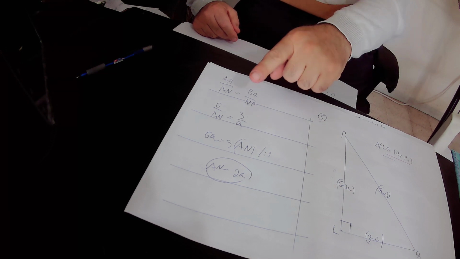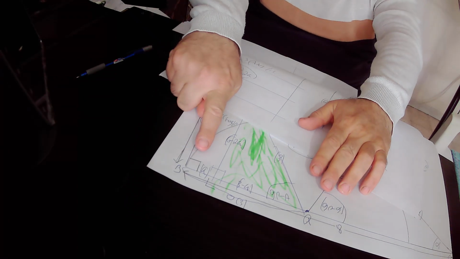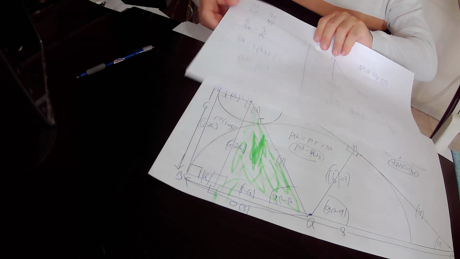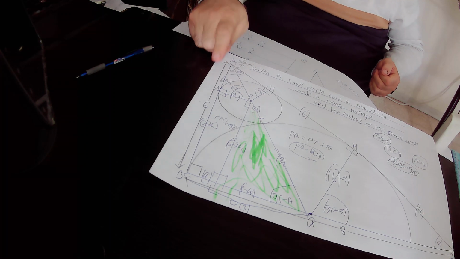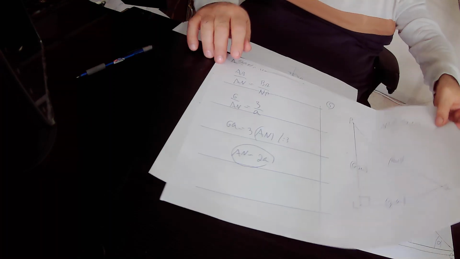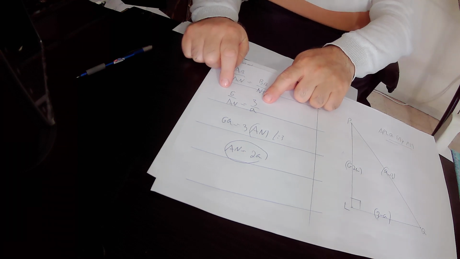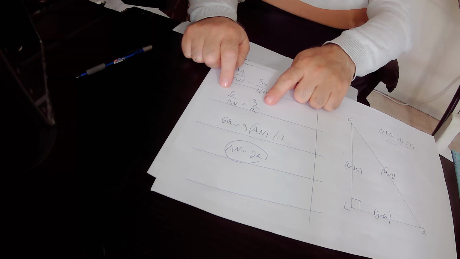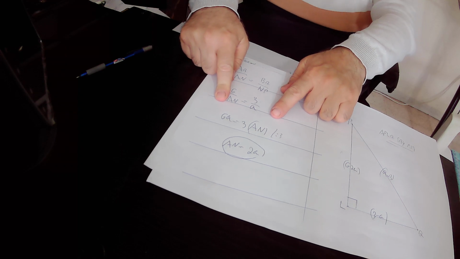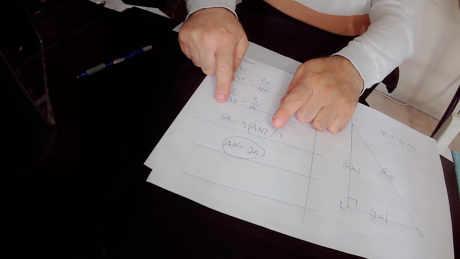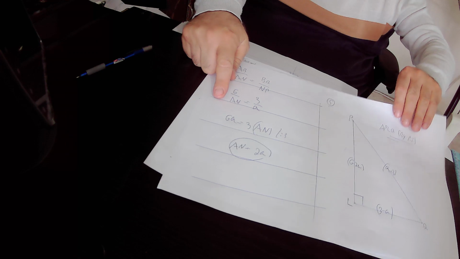AB is 6, AN is the missing side, so we leave it as it is. BQ is the radius of this semicircle, that is 3, and NP is a. It is the radius that we are looking for, the radius of this small circle. So 6 over AN equals 3 over a. Cross multiplying, we find that 6a equals 3 times AN. Dividing by 3, the missing side AN equals 6a over 3, which is 2a. So the missing side AN equals 2a units in its length.